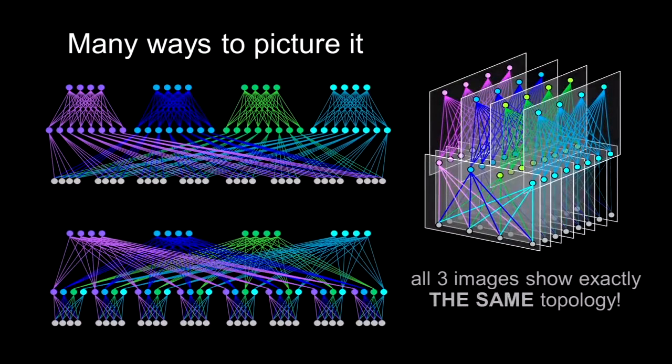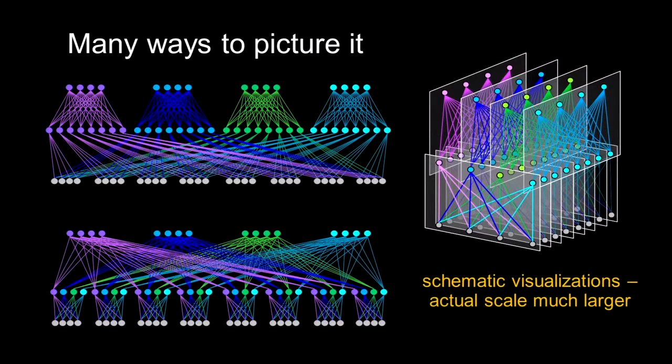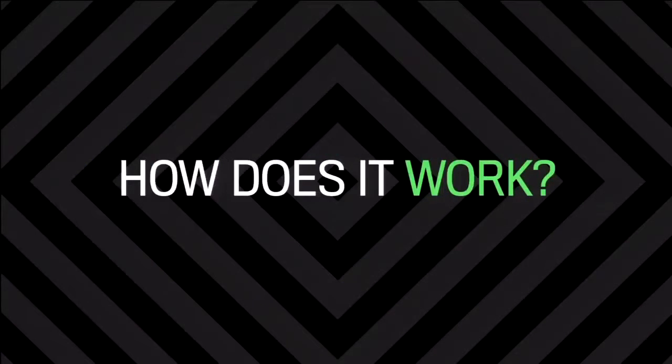There are many ways to picture a fabric network. For example, on this diagram, all 3 pictures represent exactly the same thing. It's just rearrangement of dots. At the same time, I can't really draw our network to its real scale. So this is purely visualization at a very small scale. At our realistic scale, it becomes just a blur of lines. There's way too many links. So how does it work?